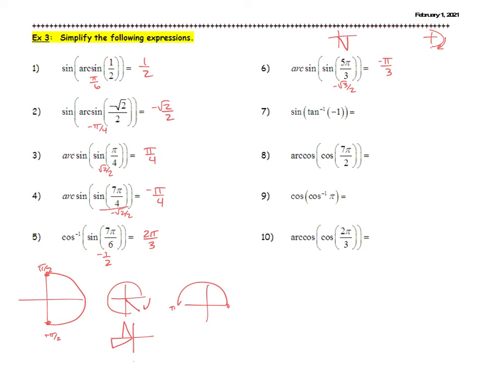So the inverse tangent of -1, if we're going to be between here and here, that's going to be a -π/4, and then the sine of -π/4 is -radical 2/2. Number 8, the cosine of 7π/2.